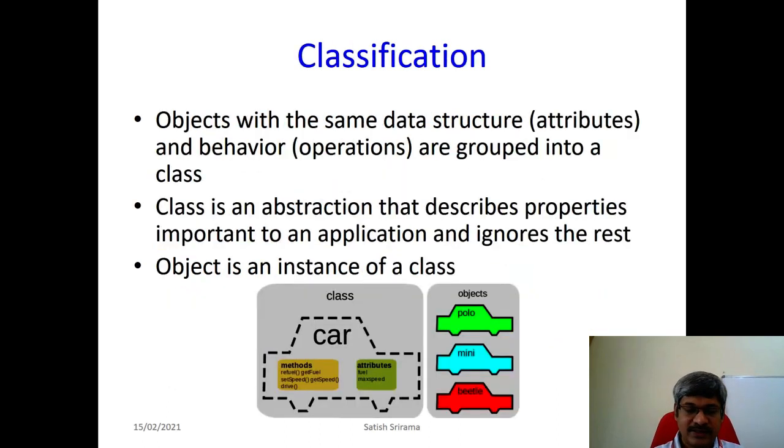Then there is classification. Objects with the same data structure, that is, similar attributes and similar behavior, which is also called operations, are grouped into a class. A class is an abstraction that describes properties important to an application and ignores the rest. That's the fundamental idea.